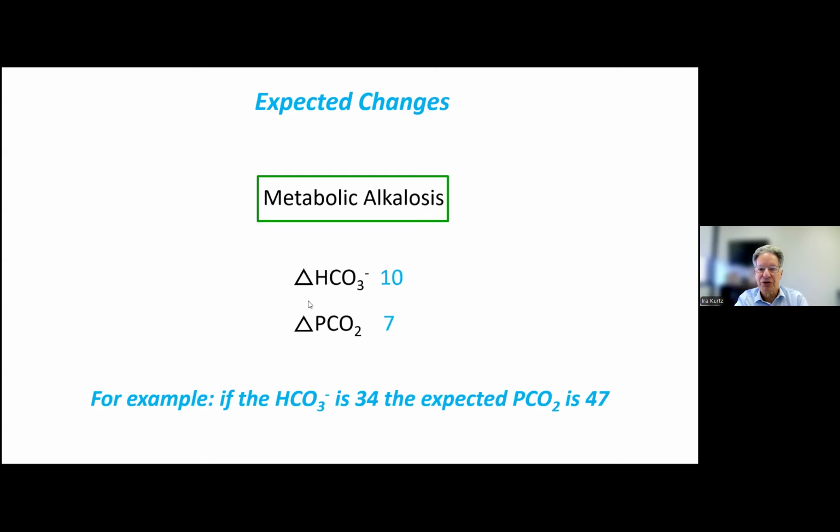So in metabolic alkalosis, no matter what the cause, let's say the bicarb went up by 10, you should hypoventilate. That's the ventilatory compensatory response, such that the PCO2 goes up by 7. So let's say the bicarb started at 24 and went to 34, which is a change of 10. The PCO2, if it started at 40, should go to 47. That would be called a compensated metabolic alkalosis.